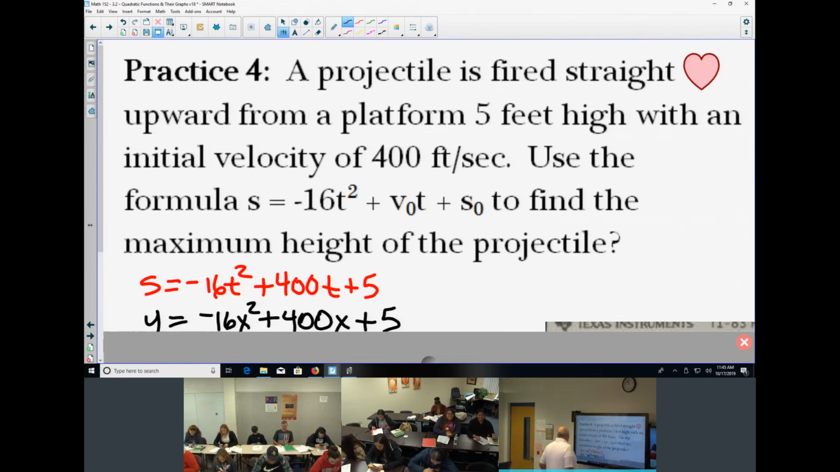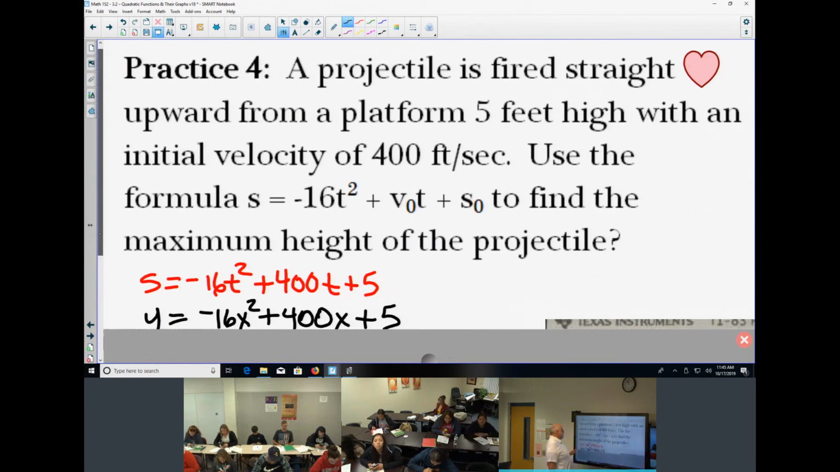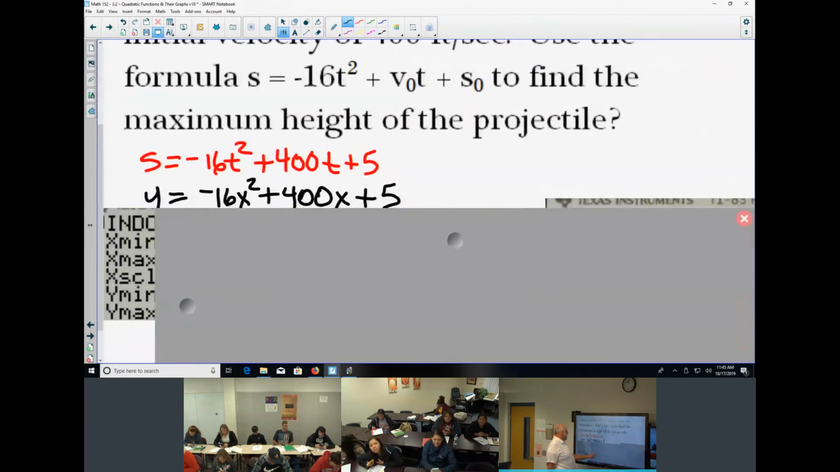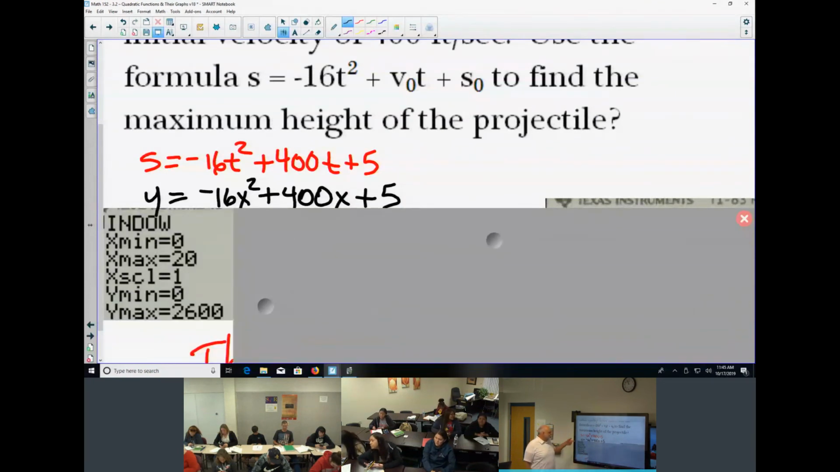All right. Now, if you're having trouble with the window, let me try to help you through that. First of all, the X is recording the seconds. So it doesn't make sense for the X-min to be negative. Okay? So I just said between 0 and 20. You might have guessed between 0 and 10, whatever. You don't know. And then the Y-min also doesn't make sense to be negative, because the Y is the height. So it doesn't make sense to have a negative height. So I would set the Y-min at 0.